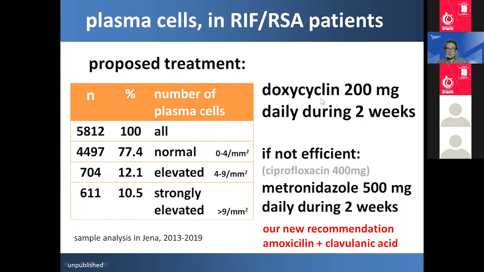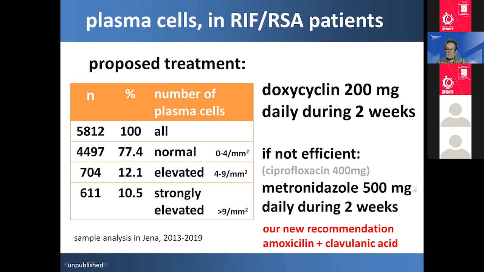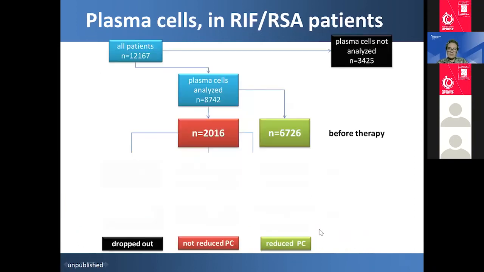This is what we recommend for treatment, 200 milligrams daily during 2 weeks, so twice 100 milligrams per day. If this is not efficient and we see again elevated plasma cells after this treatment, we recommend metronidazole 500 milligrams, and previously we have recommended ciprofloxacin, but because of potential side effects, we are now recommending amoxicillin and clavulanic acid.